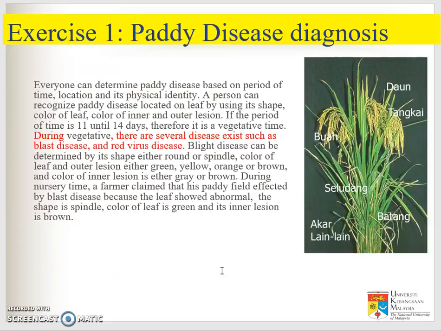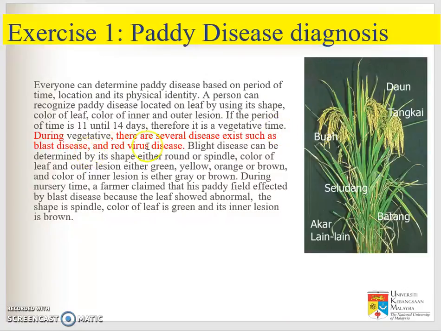Alright, so let's look at one of the exercise examples here. This is one of the research we have here: Paddy disease diagnosis. Everyone can determine paddy disease based on period of time, location, and its physical identity. A person can recognize paddy disease located on leaf by using its shape, color of leaf, color of inner and outer lesion. If the period of time is 11 until 14 days, therefore it is a vegetative time.